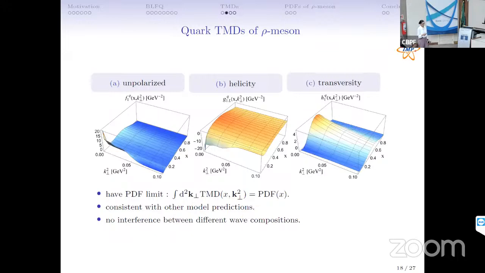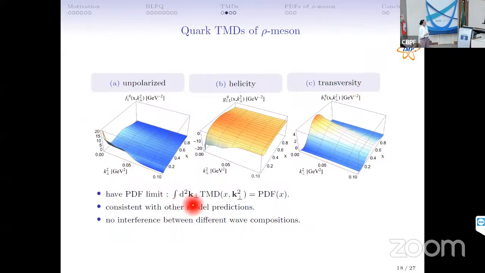Okay, so now since pi has only one TMD, that is F1, we have compared only that. Now we have studied other distributions of the quark TMDs. This one is the unpolarized quark distribution in the unpolarized meson, and the longitudinally polarized quark in the longitudinally polarized meson, and this is the transversely polarized quark in the transversely polarized rho meson.